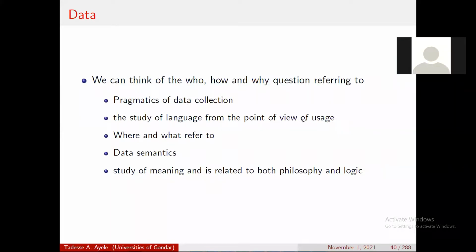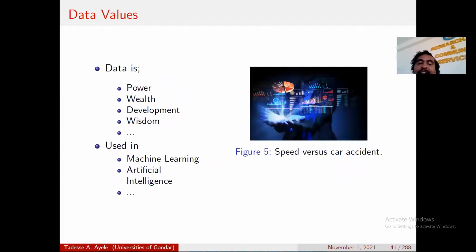Pragmatic means usage. So where and what refers to the data semantics, which means the study of meaning and is related to philosophy and logic. So data is not just numbers. Now, data values: data is power, wealth, development, wisdom, whatever. I think it's everything. We have reached an era where data means everything.